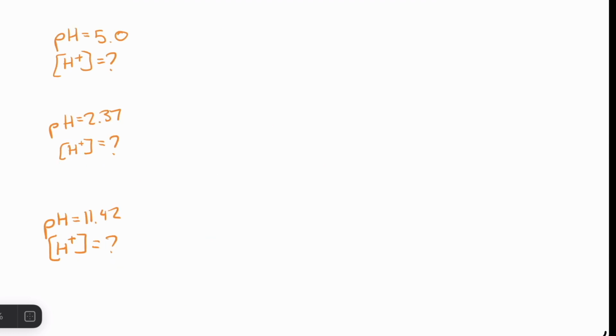What if we had to go in reverse? We would just do the reverse of the negative log. If we wanted to get the H plus concentration, it is going to be 10 to the negative pH power. If we look at our original equation, which was pH equals negative log of H plus, if we want to get H plus by itself, we have to essentially cancel out the negative log on the right side. Since this is a log base 10, that's where we get the 10th power.